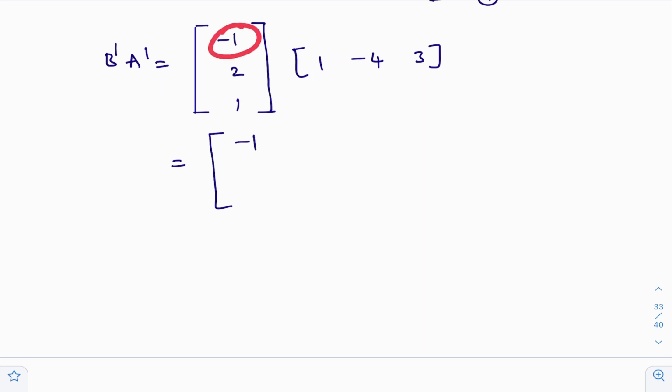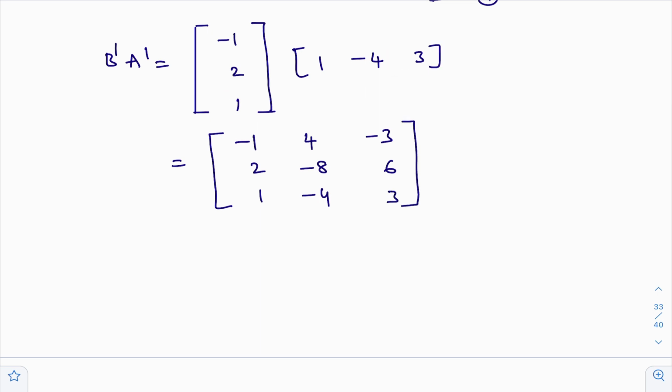Now first row, second column. Minus 1 into minus 4 is 4. Now first row, third column. Minus 1 into 3 is what? Minus 3. Now second row, first column. 2 into 1 is 2. Now second row, second column. 2 into minus 4 is minus 8. Now second row, third column. 2 into 3 is 6. Now third row, first column, 1. Now third row, second column, minus 4. Third row, third column is 3.